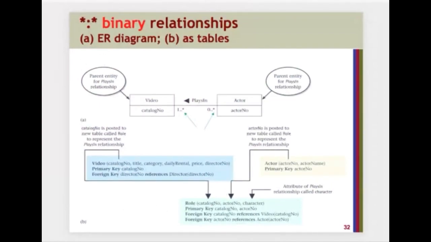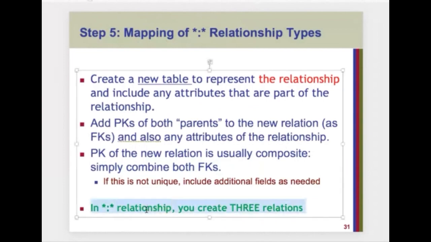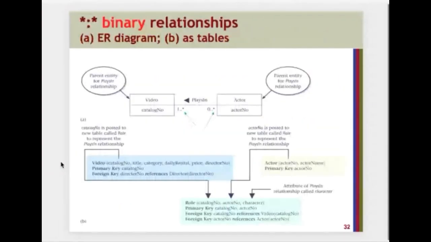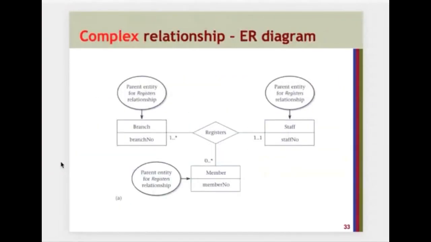So once again, the summary is that in a star to star relationship, you create three tables or three relations. You can now realize that in such a case, it's very important to make a correct ERD so that you can exactly map their relations, their entity types, their relationship types, and their cardinality and the participation into the next tables.